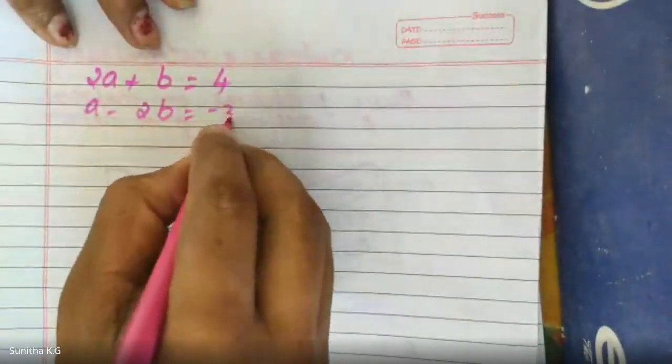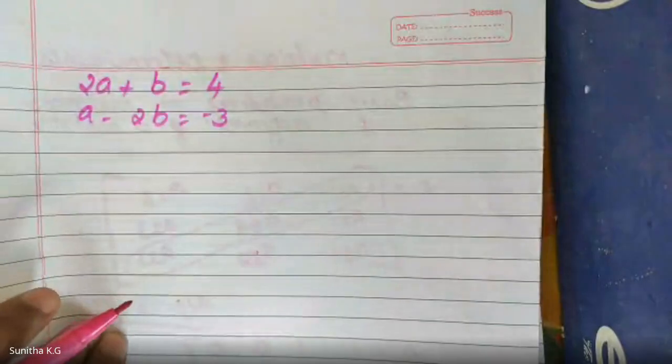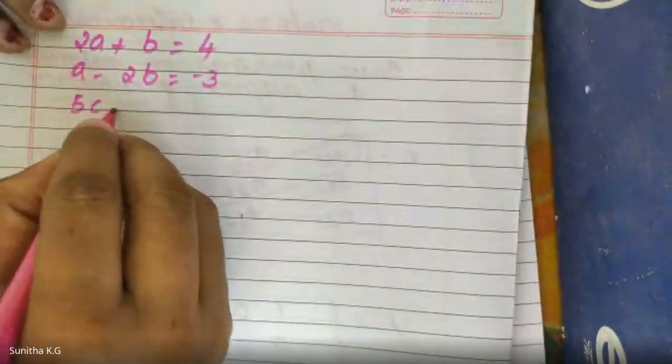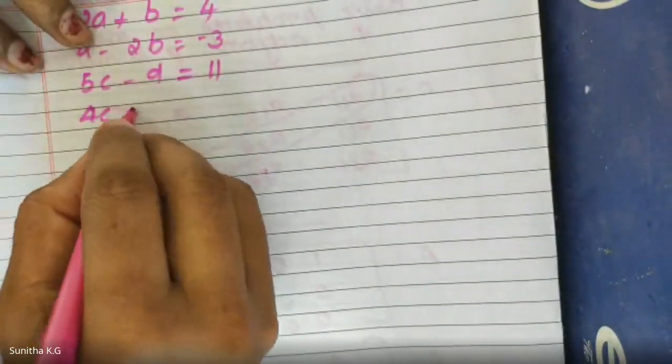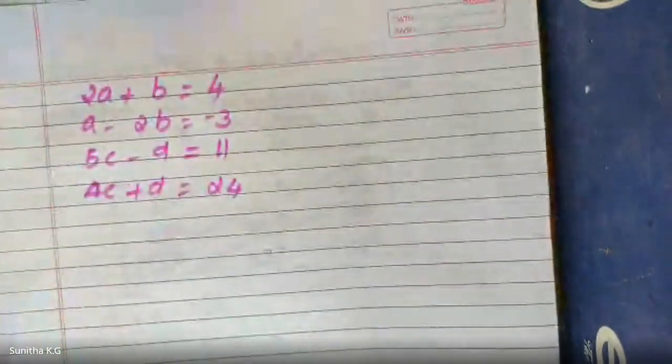So I am writing the equations: 2A plus B equal to 4. And next one, A minus 2B equal to minus 3. Then 5C minus D equal to 11. And the last one is 4C plus 3D equal to 24. Now what we have to do?